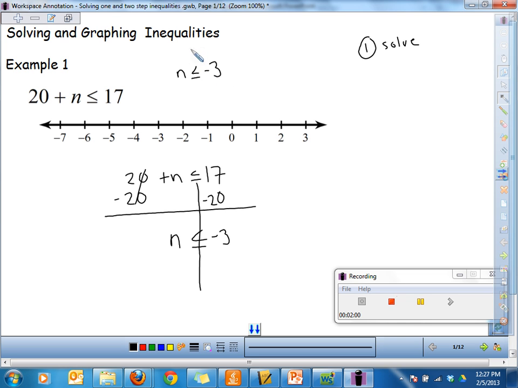Now, in order to graph that, I know I need to use a closed dot. So I'm going to put a closed dot on negative 3. I'm going to pick my two test points. I'll pick negative 1 and negative 5. Is negative 1 less than or equal to negative 3? That is false. Negative 1 is actually bigger than negative 3. Is negative 5 less than or equal to negative 3? Yes, that works. So I'm going to shade to my left.